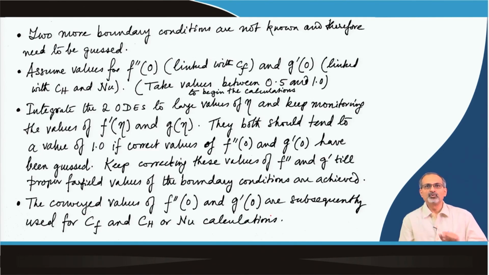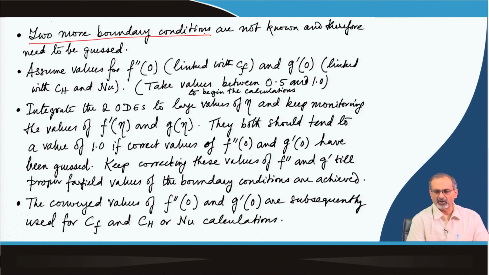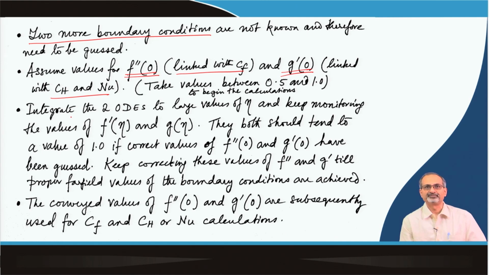Now, you are left with 2 more to be satisfied and you do not know their values. Now, what are these 2 more boundary conditions? They are respectively F'' and G', which are the ones of significant importance, as we have already said that they are linked to CF and CH or Nu.